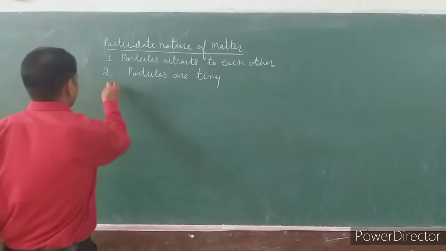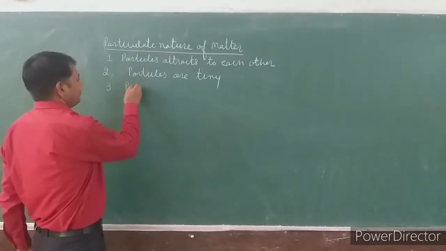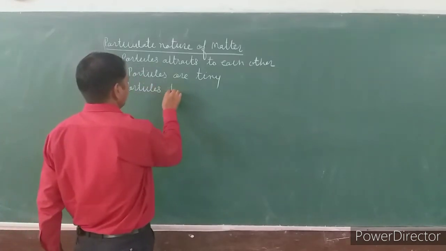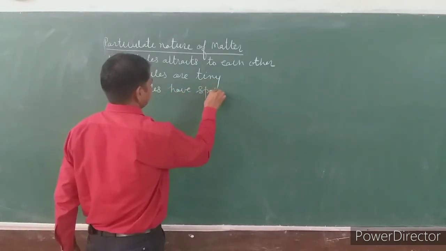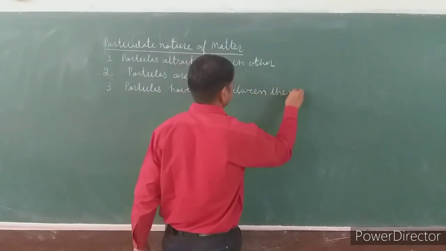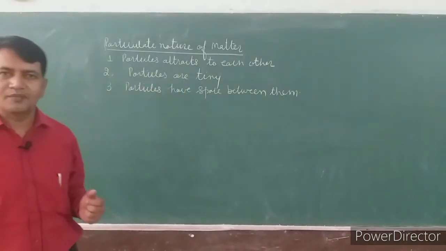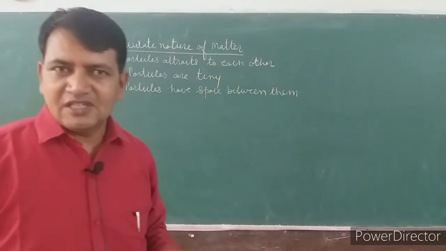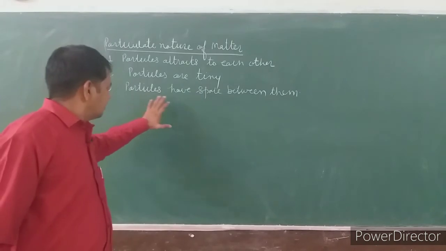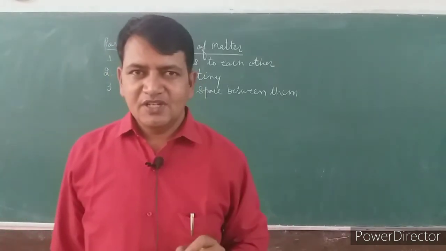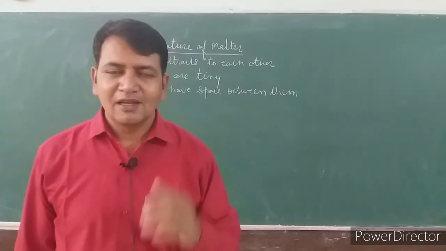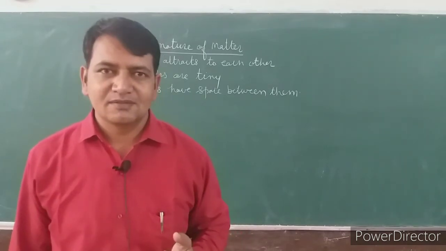Third thing, particles have space between them. Space between them means whatever the physical state, there will be some space between particles. Just one example: in a cup of tea or milk, we add one spoon of sugar. In spite of that, the level of milk or tea does not increase or change.